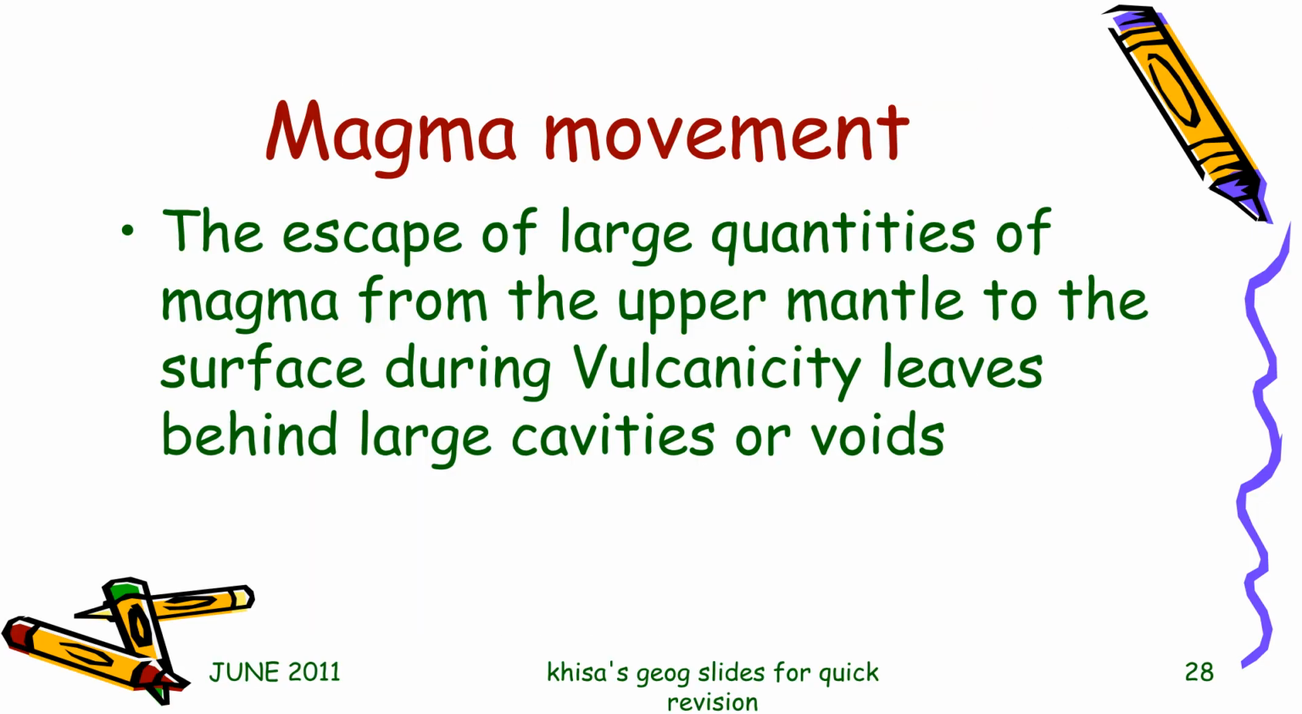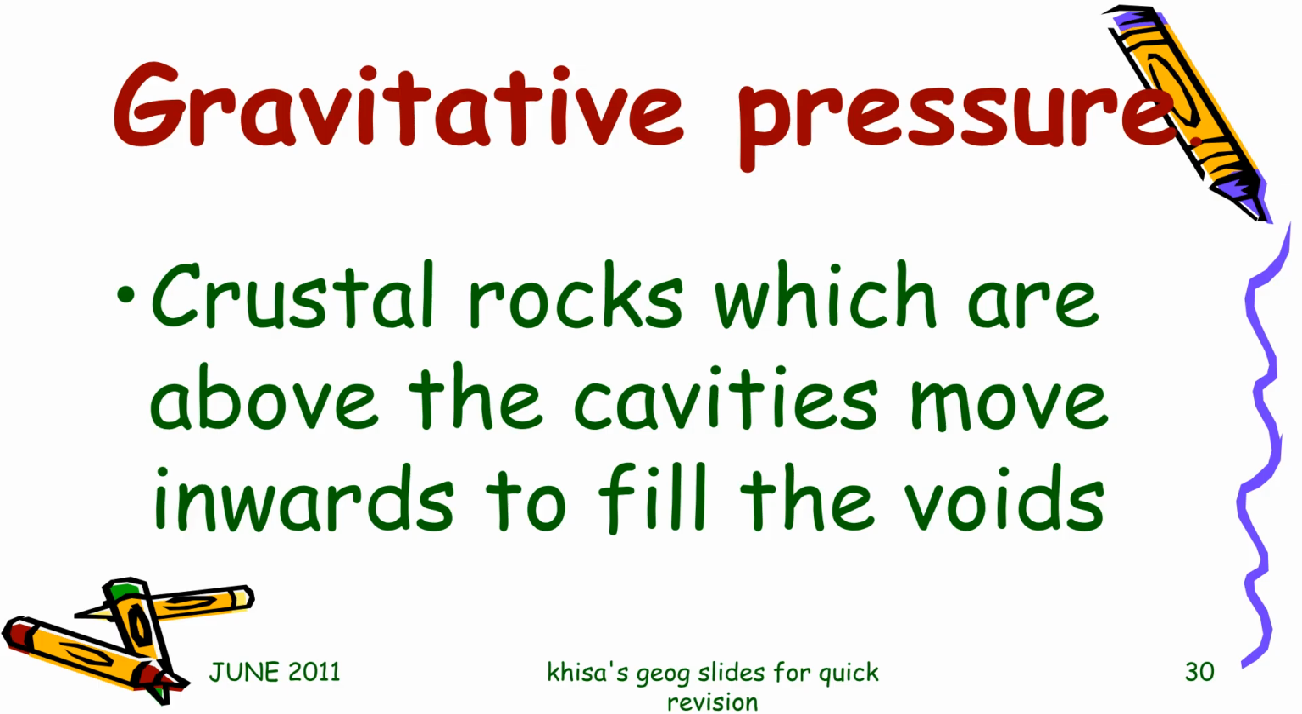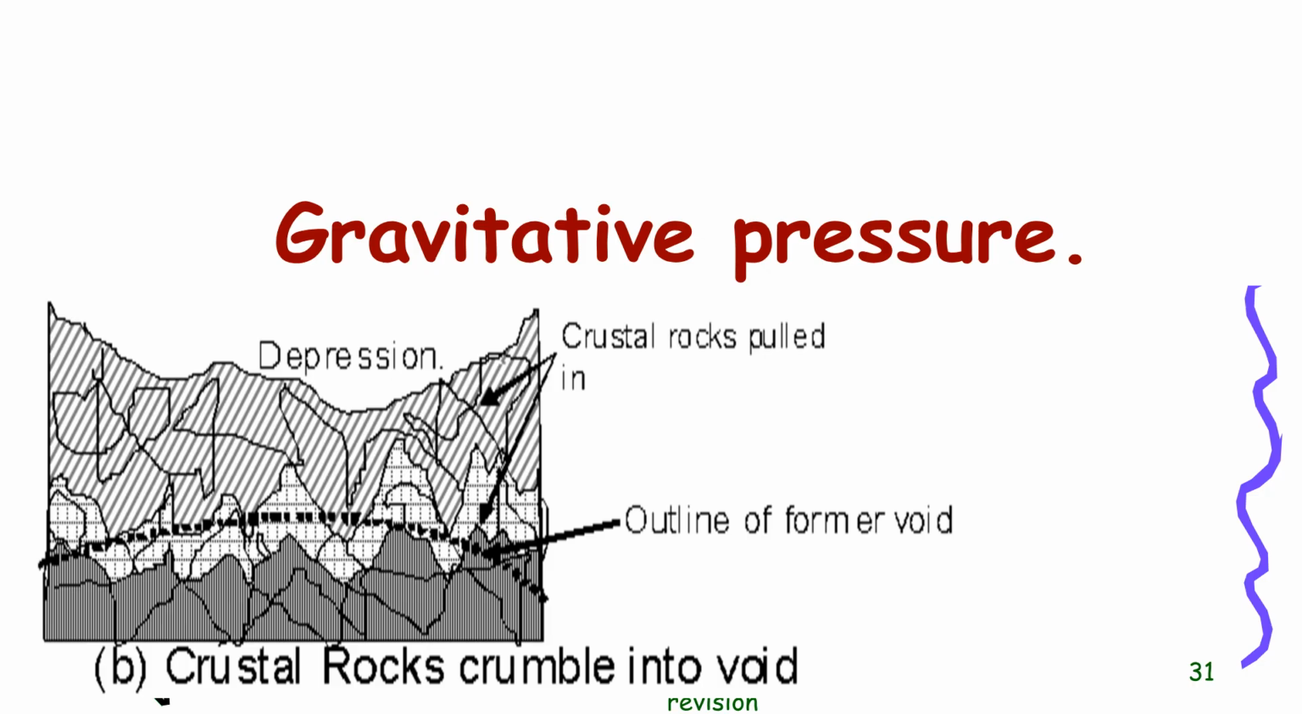Another aspect of magma movement is the escape of large quantities of magma to the surface during volcanicity, leaving behind large cavities or voids in the upper mantle. This leads to gravitative pressure, as illustrated in this cross-section of the Earth's crust and mantle. Due to gravitative pressure, crustal rocks above these cavities move inwards to fill the voids, leading to subsidence or other Earth movements. Gravitative pressure is a key internal landforming process we are revising. This illustrates the forces at play within the Earth.